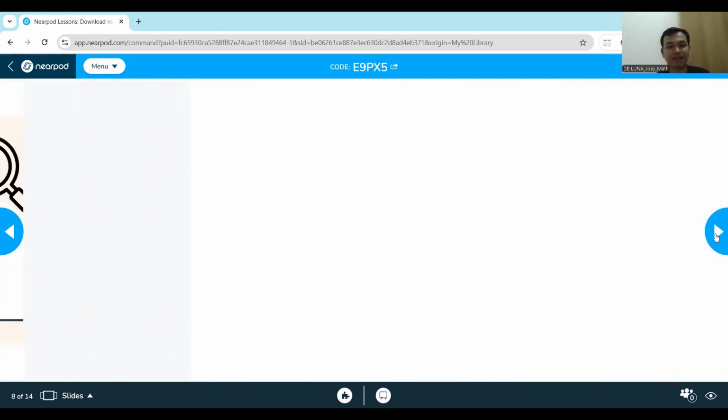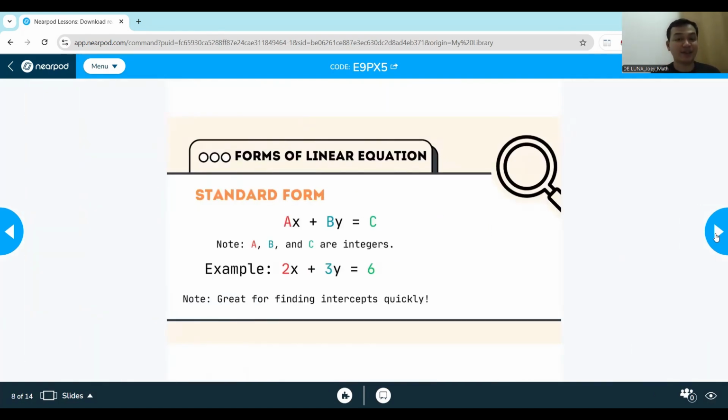If the y-intercept is not given, but a point on the line is given, you use the point-slope form. And last but not the least is the standard form, which is ax plus by is equal to c. A, B, and C are integers, and this is very useful in finding intercepts. Aside from that, you can also use this form in modeling some real-life applications using linear equations. In the given example, 2x plus 3y is equal to 6, A is 2, B is 3, and C is equal to 6.